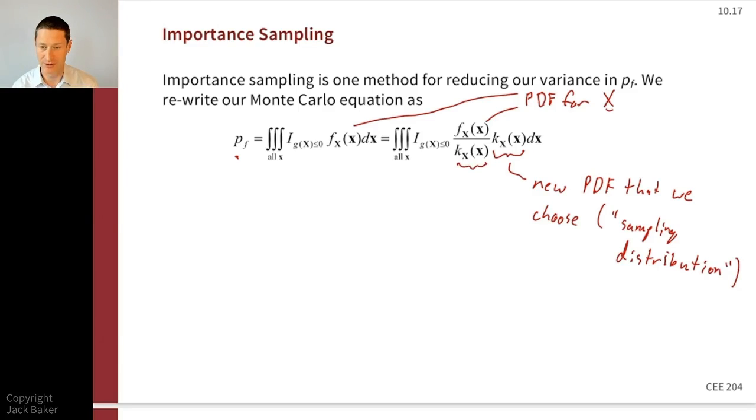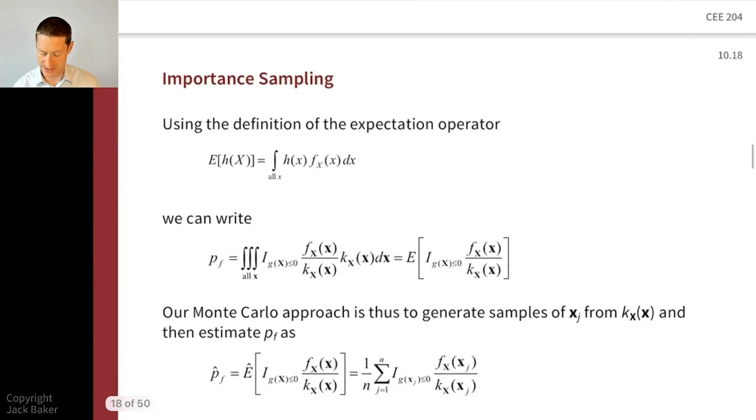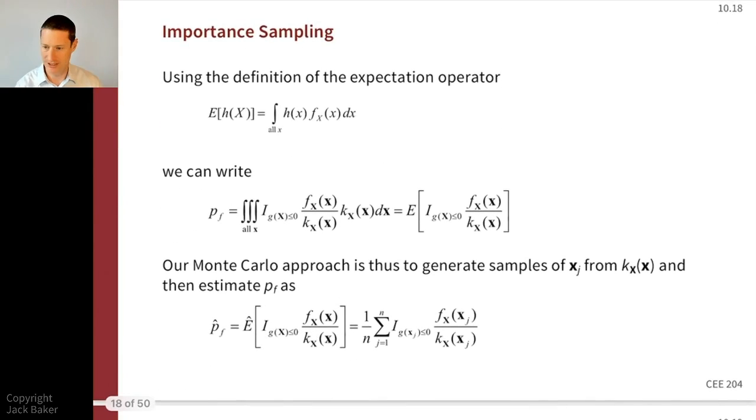The probability of failure will still be the same, with the caveat, and we'll circle back to it, that this k of x PDF can't be 0 in the denominator, or we're going to have divide by 0 errors. But as long as it either never takes a 0 or only takes a 0 in a place where the indicator function is also 0, we'll be okay with that. All right, so what does that buy us here? Let's go back to our expectation operator that we were talking about.